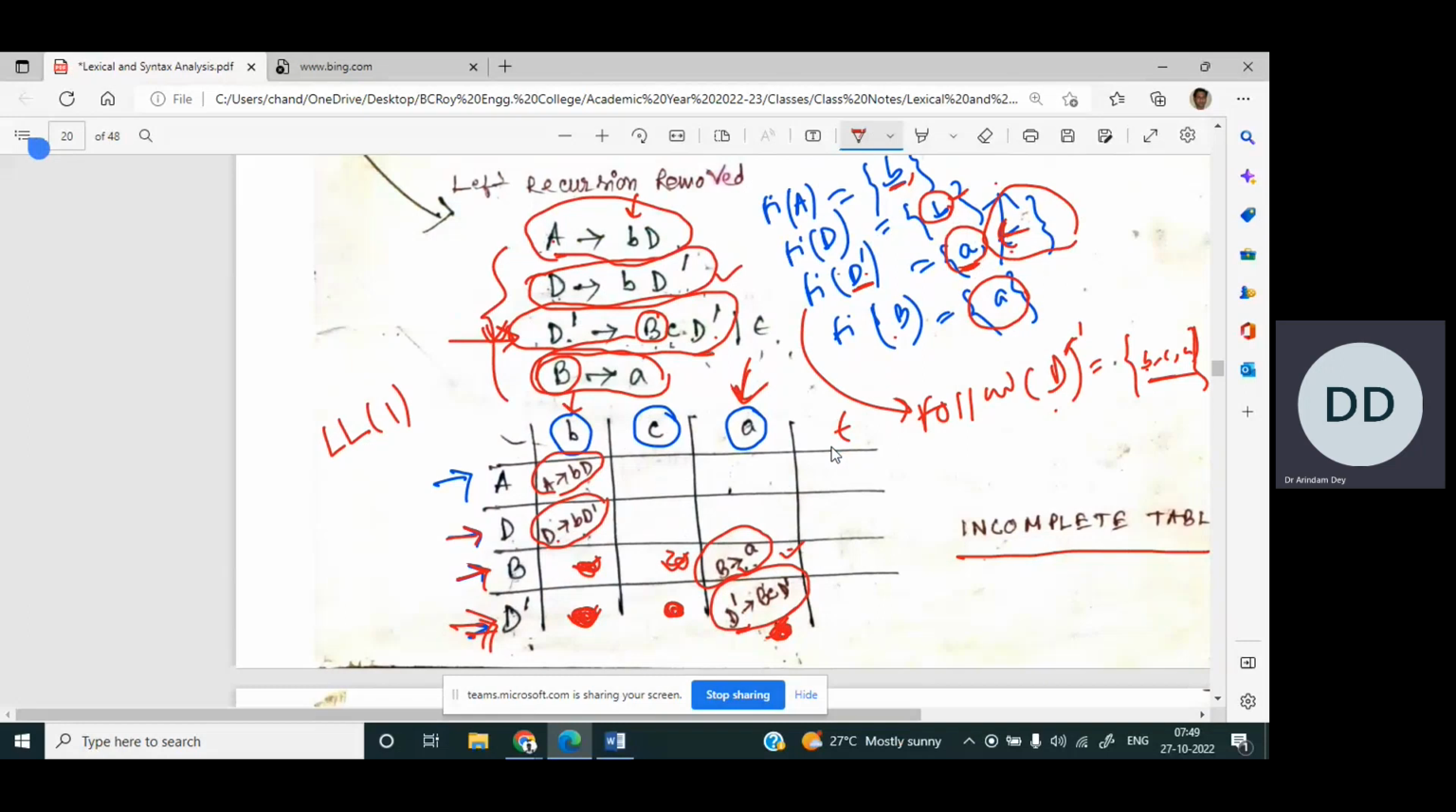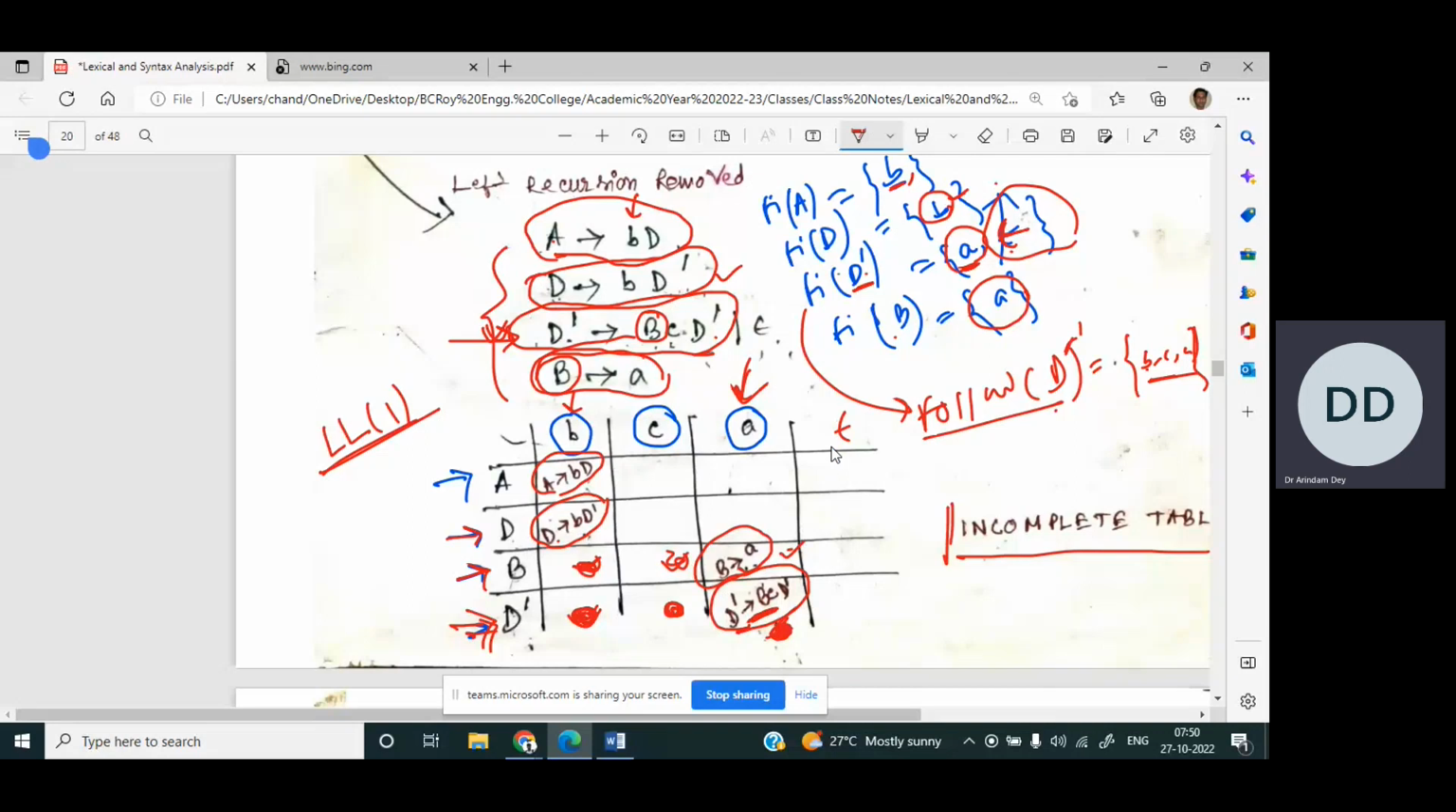Now if I put another entry over here, then again the same problem arises, that two entries are there corresponding to D dash, because already this entry was there and another entry was just recently added. Then the grammar will not be LL1. That is the reason in this present scenario we cannot tell whether the grammar is LL1 or not. This is why I said this is an incomplete table. Now how to calculate follow, that we will learn in the next video.